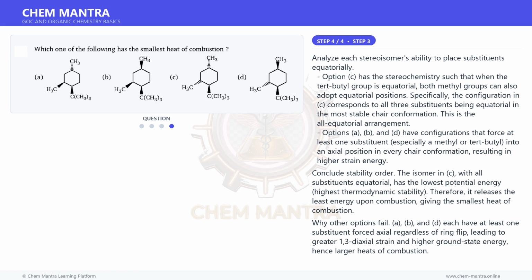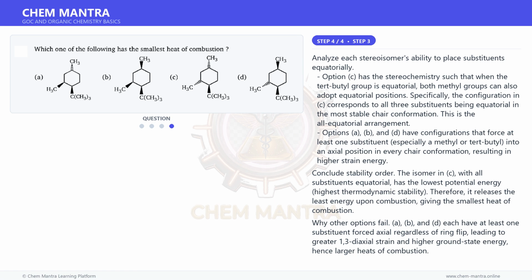Options A, B, and D have configurations that force at least one substituent, especially a methyl or tert-butyl, into an axial position in every chair conformation, resulting in higher strain energy. Conclude stability order. The isomer in C, with all substituents equatorial, has the lowest potential energy, highest thermodynamic stability. Therefore, it releases the least energy upon combustion, giving the smallest heat of combustion.